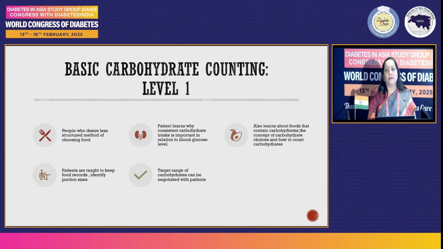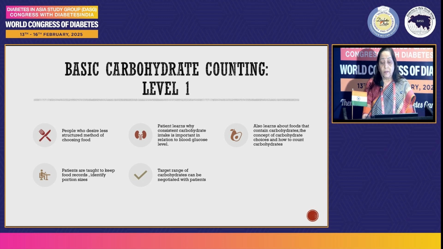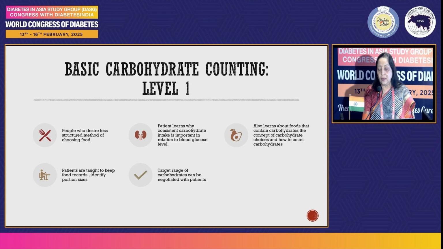Now the basic carbohydrate counting, level 1. Level 1 carbohydrate counting is very simple and very traditional. You can explain it to each and every patient. Suppose the patient is not highly literate, they can do it. It is for people who desire a less structured method of choosing food. Patients learn why consistency in carbohydrate intake is important in relation to blood glucose level, and also learn about the foods that contain carbohydrates, the concept of carbohydrate choices, and how to count the carbohydrate.